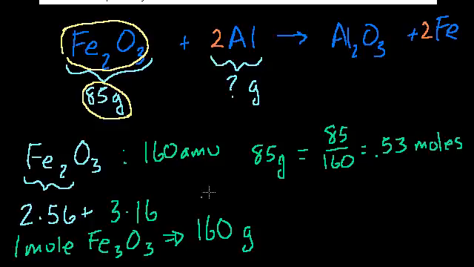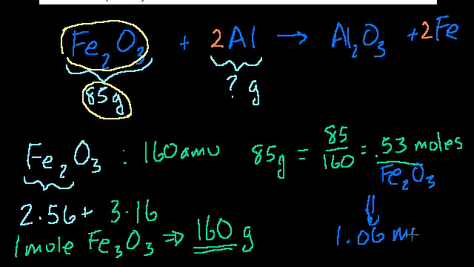So everything we've done so far in this green and light blue, we figured out how many moles 85 grams of iron 3 oxide is. We said it's 0.53 moles, because a full mole would have been 160 grams, but we only have 85. And we know from this balanced equation that for every mole of iron 3 oxide we need 2 moles of aluminum. So if we have 0.53 moles of iron 3 oxide, then we're going to need twice as many aluminum.